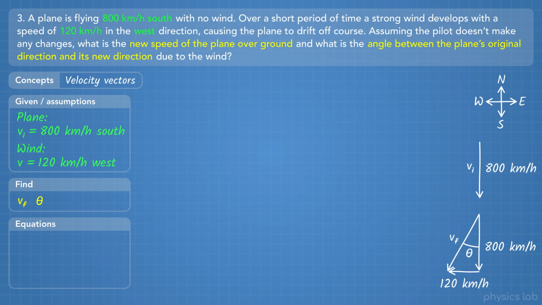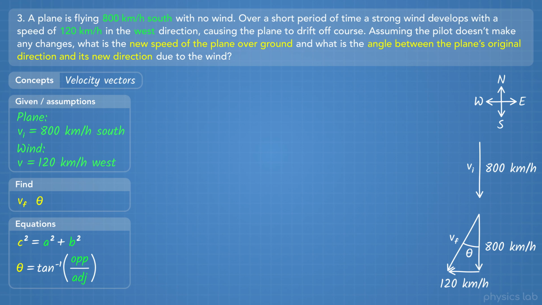And we're trying to find VF, the magnitude of the new velocity vector, and theta, the angle between VF and VI. So we're adding two vectors, but since they're perpendicular to each other, they already form the components of the resultant velocity vector. So all we need to do is find the magnitude and angle of the new vector, and we can use these equations.